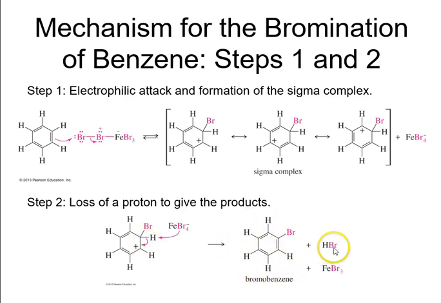Plus you form HBr. What ends up happening is that this extra bromine bonds to the hydrogen and then breaks off of your iron. So you reform your catalyst. As you know, what makes a catalyst is that it gets reformed.